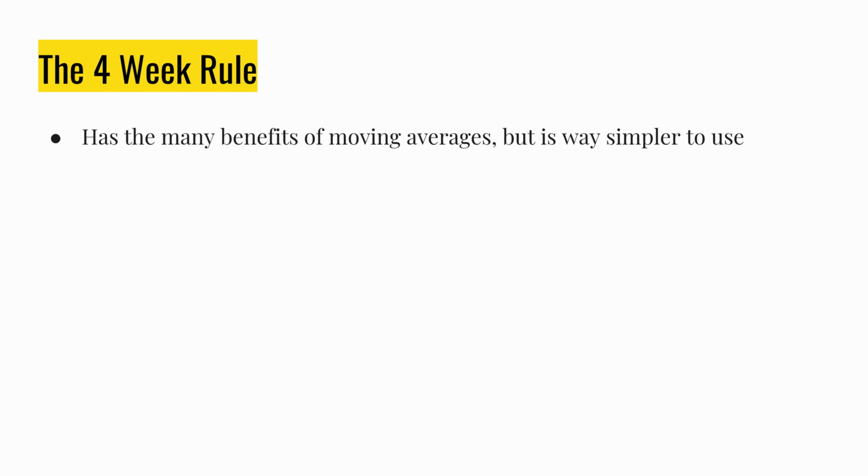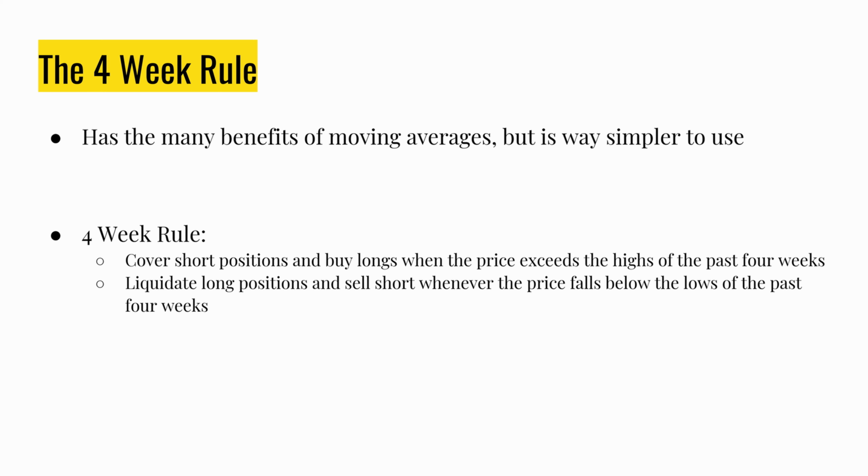Now that we have covered the different moving averages, let's look at the 4-week rule. The 4-week rule has many benefits of the moving average, but it is way simpler to use. The 4-week rule states that you should cover your short positions and buy longs when the price exceeds the highs of the past 4 weeks. On the other hand, you should liquidate your long positions and sell short whenever the price falls below the lows of the past 4 weeks.